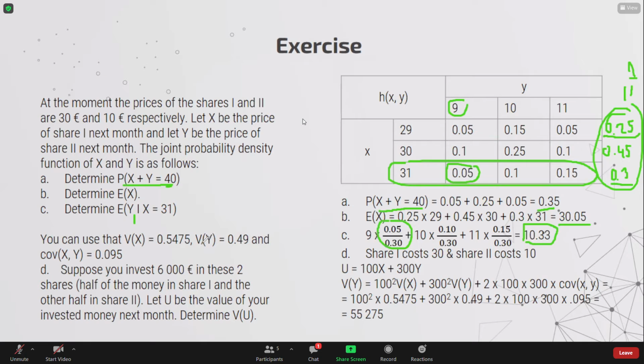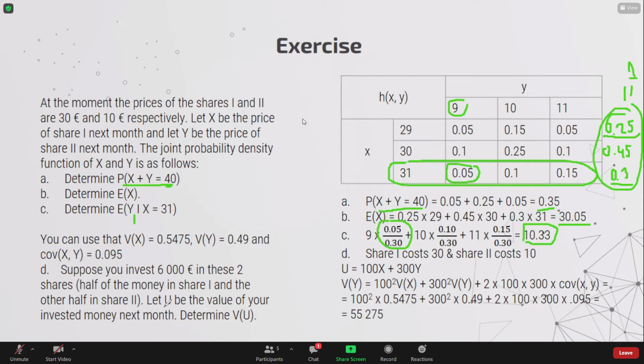If we're given the variance of x and the variance of y, and we have the covariance, and we know that we can invest 300 euros in stock 1, which is X, and 300 in stock 2, which is Y, we have to determine the variance of that portfolio. I'm sorry, the variance. What would be the variance? Do you have an idea?